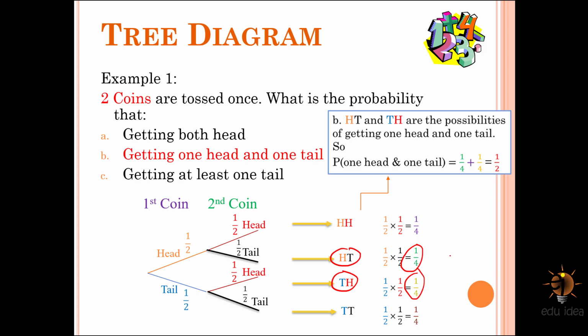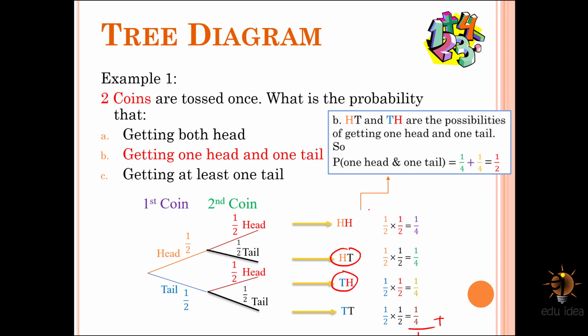So if you want to know, for example, getting head or tail, you only need to add these probabilities. Notice that if I add all of these, 1/4 plus 1/4 plus 1/4 plus 1/4 equals 1, and 1 is a certain event. So every time you add all of these numbers, no matter what the tree diagram is, it will always equal 1.